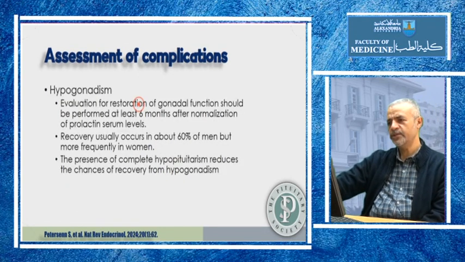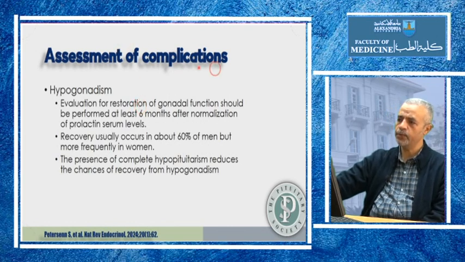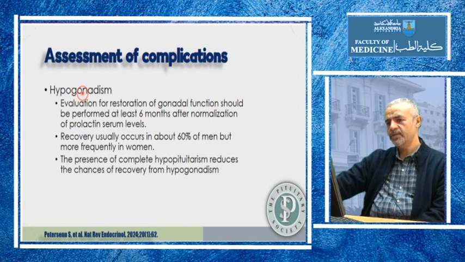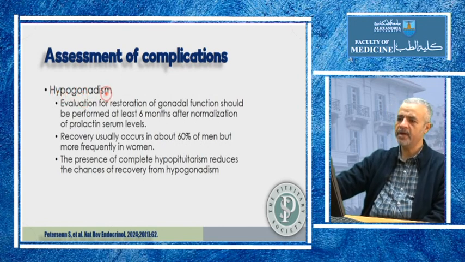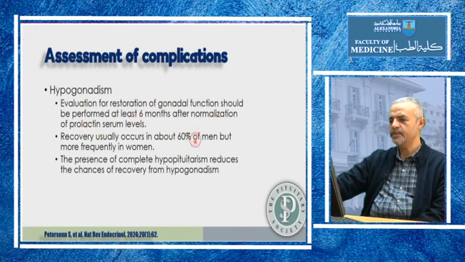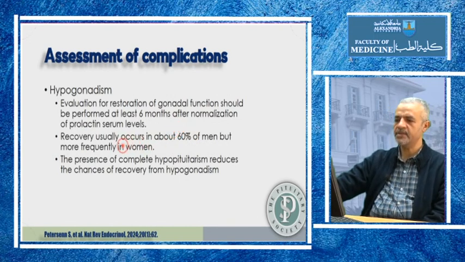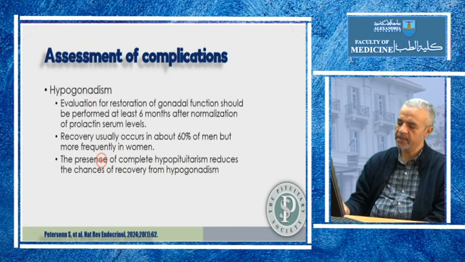Also, if you diagnose a patient with a prolactinoma, you have to assess for other complications like hypogonadism. After starting treatment, some patients may recover from hypogonadism, so you have to evaluate if the patient has restored gonadal function. This should be performed at least 6 months after normalization of prolactin. This should be expected in 60% of male patients, while actually it is even more frequent in women. If the patient is complaining of hypogonadism as part of panhypopituitarism, the chance of recovery is low.